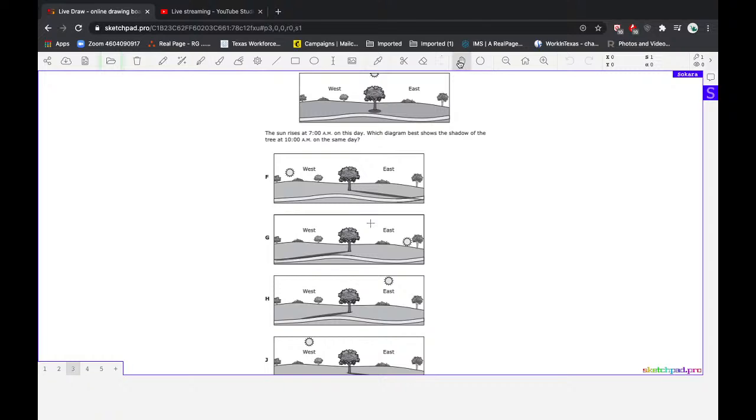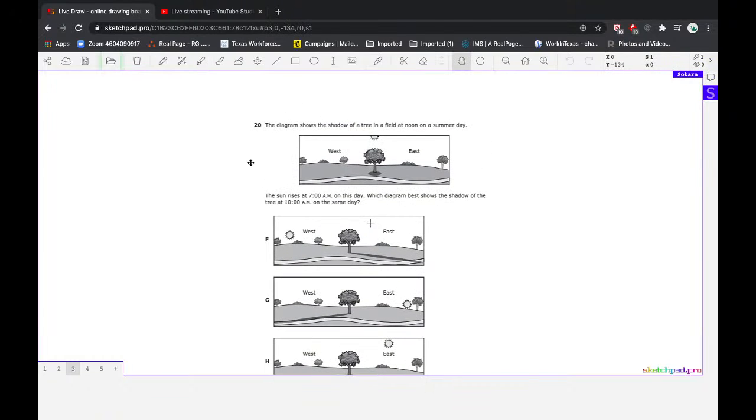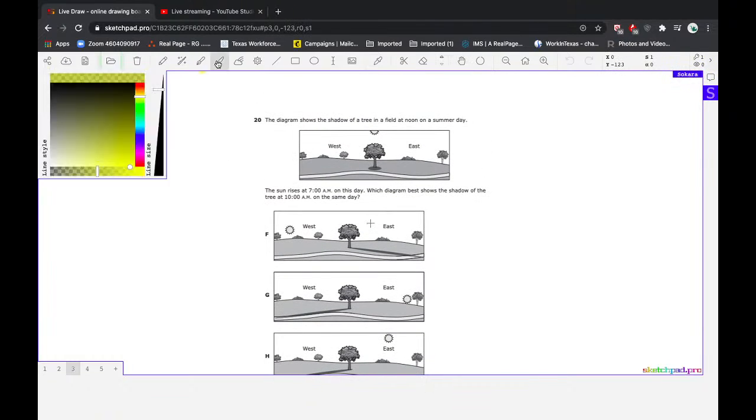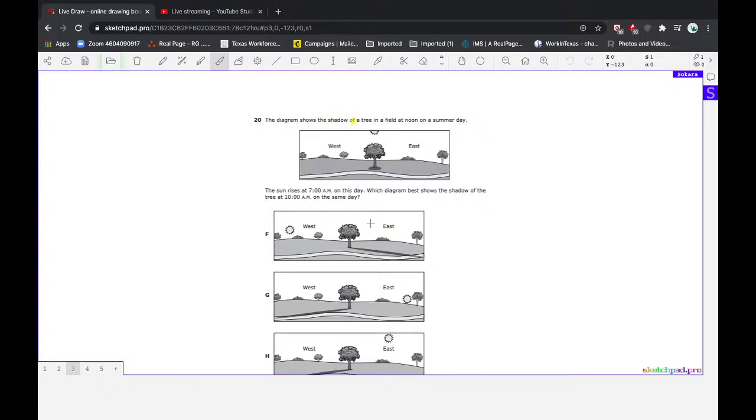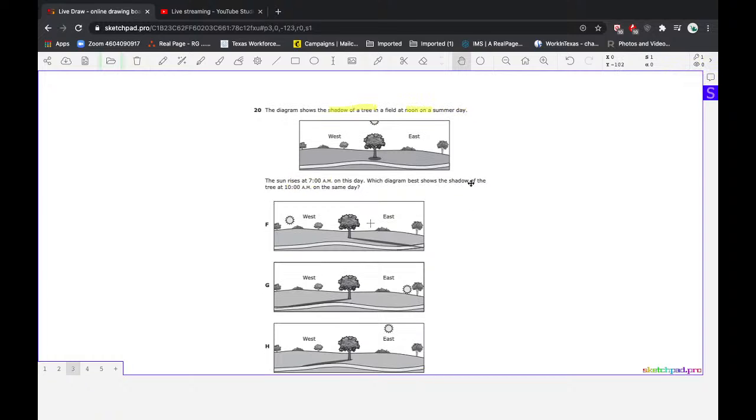All right. So let's highlight key information in this question. The diagram shows the shadow of a tree in a field at noon on a summer day. The sun rises at 7 a.m. on this day. Which diagram best shows the shadow of the tree at 10 a.m. on the same day? Okay, so let's look at all our answer choices.